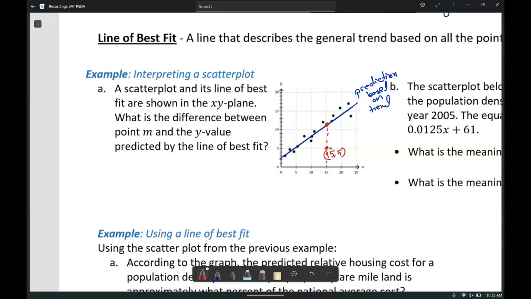And so we go up to our line of best fit, and we see what our y value is. Well, here our prediction shows a y value of 11 for the point 15, 11. So the difference between the two is the predicted y value less the given y value, for a difference of 6.